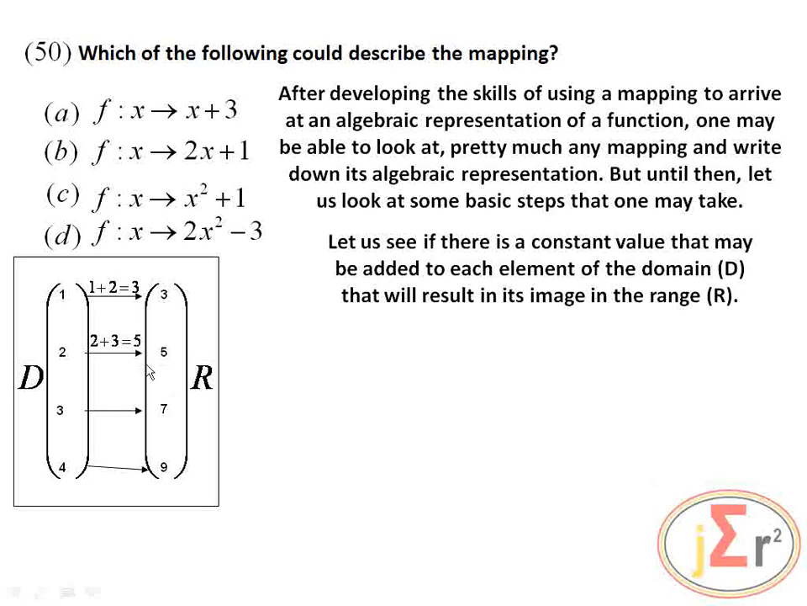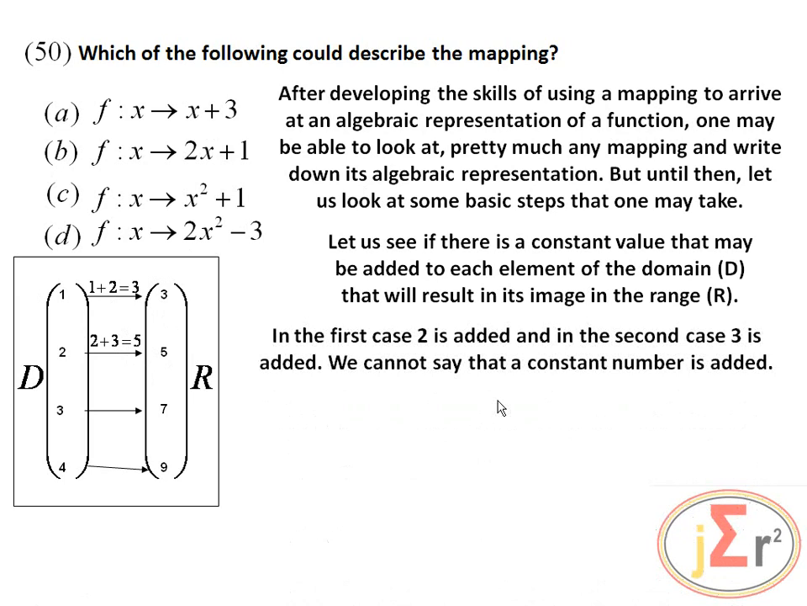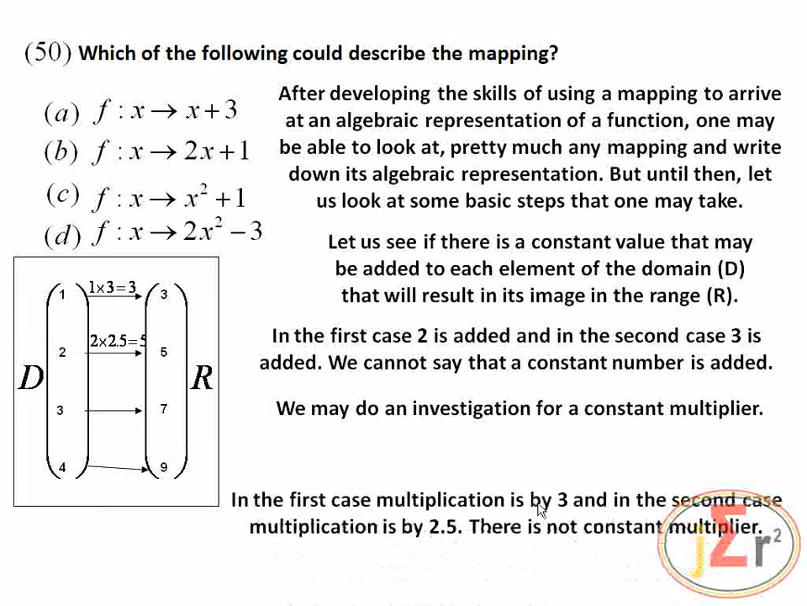That is what this one is saying, that there's a fixed number that is added to the elements in the domain and we will get the element in the range. We know that is not correct because we add 2 in the first case and 3 in the second case. We cannot say that a constant number is added because it is not the same number that is being added each time. Therefore, we move merrily on. We may do an investigation for a constant multiplier. So we are going to look for a constant multiplier. So let us take a look at it.